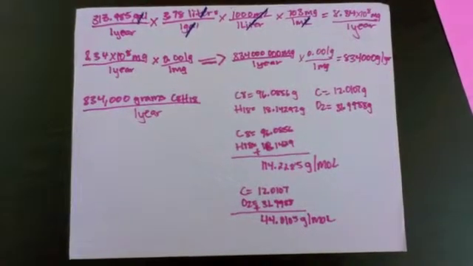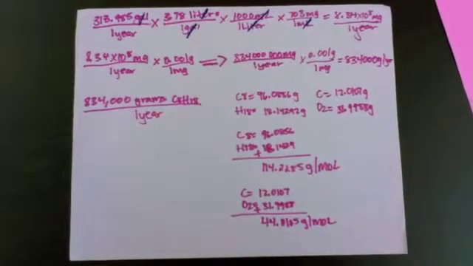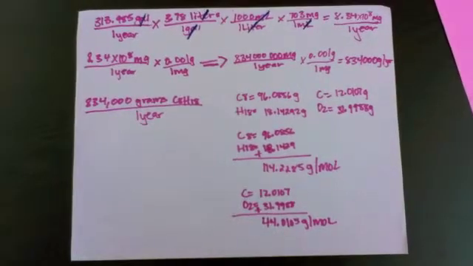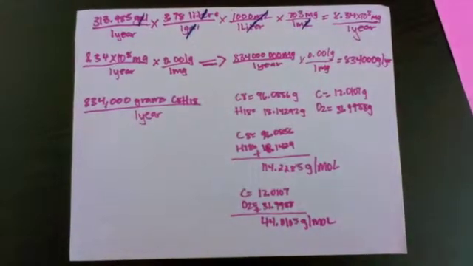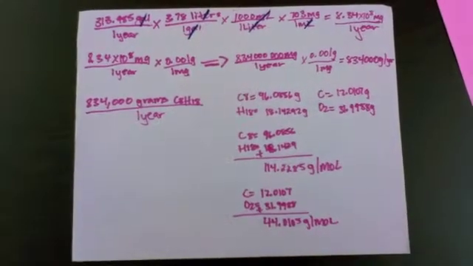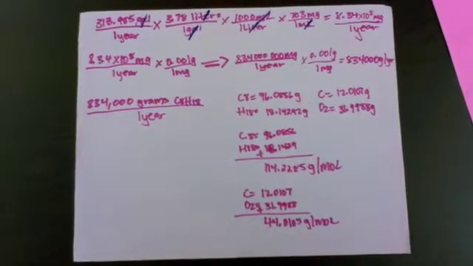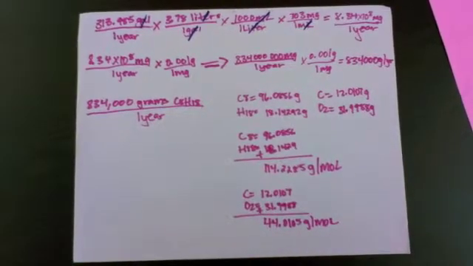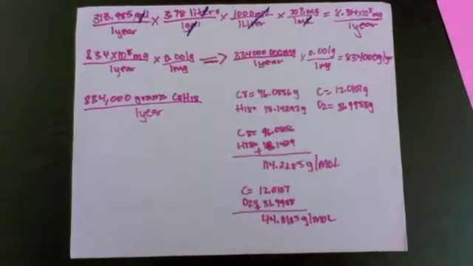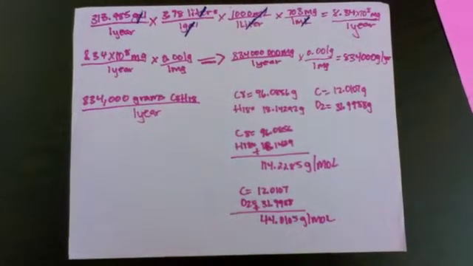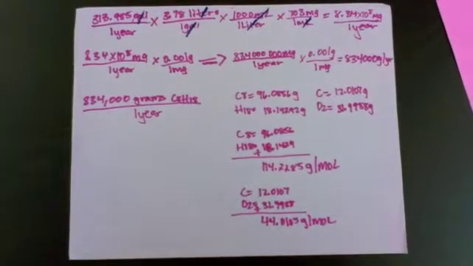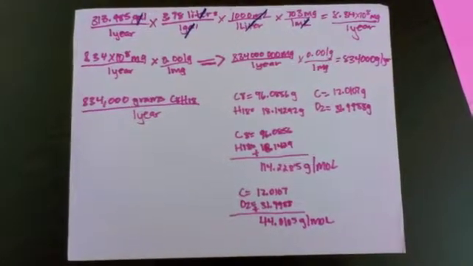Then 834,000 grams converts to grams of carbon dioxide. The next step is to find out how many grams are in 1 mole of C8H18 and in 1 mole of CO2. I found out that C8H18 has 114.2285 grams per mole. CO2 is 44.0105 grams per mole.